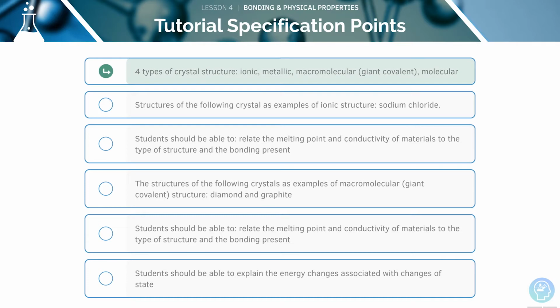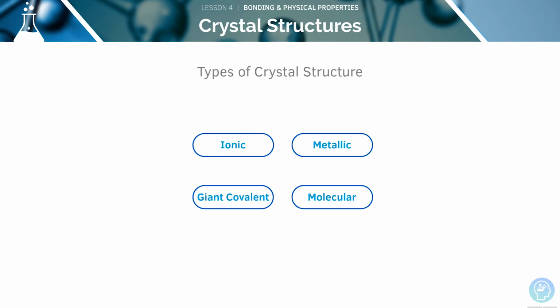We'll start off by looking at the 4 types of crystal structure. There are 4 main types of crystal structure you need to know about. These are ionic, metallic, giant covalent, and giant molecular.